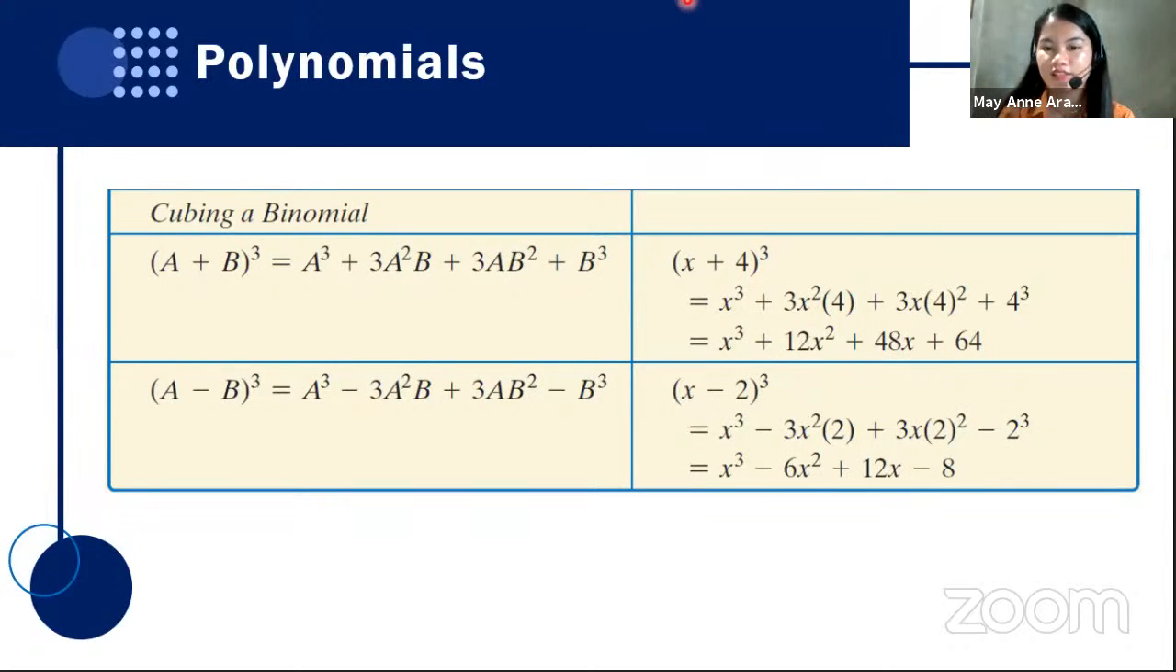And next, square this first. So, you have x times x squared. X squared times negative 2 is negative 2. X squared times 3 is negative 6x squared. And next, this is x squared. Negative 2 times negative 2 is positive 4. 4 times x is 4x times 3, 12x. And last, get the cube of the last term. So, negative 2 times negative 2 times negative 2 is negative 8.